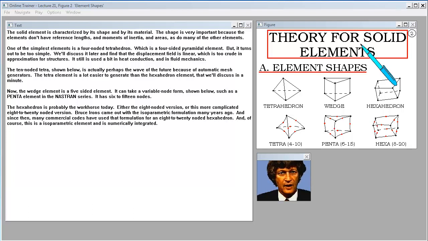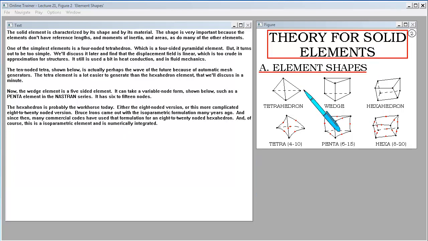The solid element is characterized by its shape and by its material. The shape is very important because the elements don't have reference lengths and moments of inertia and areas as do many of the other elements. One of the simplest elements is a four-noded tetrahedron, which is a four-sided pyramidal element. But it turns out to be too simple. We'll discuss it later and find that the displacement field is linear, which is too crude an approximation for structures. It still is used a bit in heat conduction and in fluid mechanics.